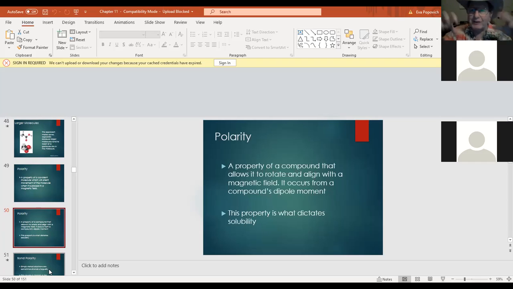Polarity. Because polar wants to be associated with polar, we know that polar molecules want to be dissolved in polar solvents. And this also means that nonpolar want to be with nonpolar. So you also know that polar do not want to be with nonpolar. They kind of separate out. Polarity is what does this property.